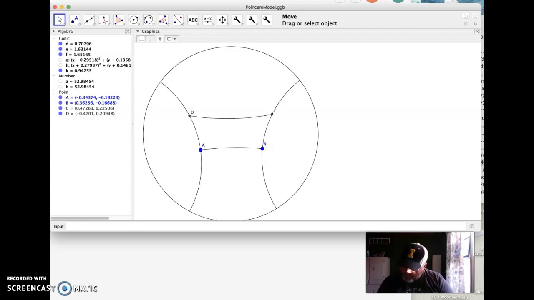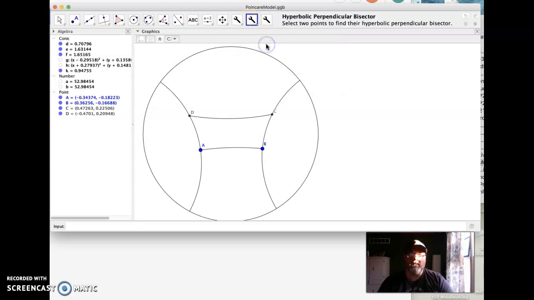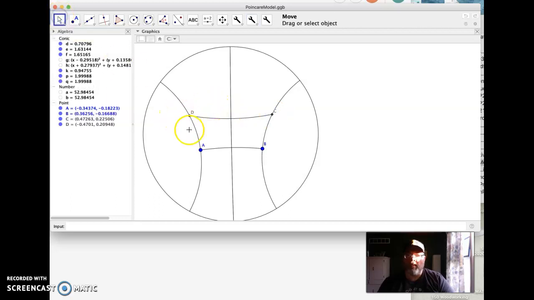Are we supposed to do more of this stinking thing? Huh. It says use the hyperbolic perpendicular bisector tool to construct the perpendicular bisector of the base. And what happens? Okay. Wow, I was having so much fun. Hyperbolic perpendicular bisector. Okay, we're going to do that one and that one. There's that. And then let's do this one and that one. Well, it looks like they're the same line, but maybe we can grab it and move it.